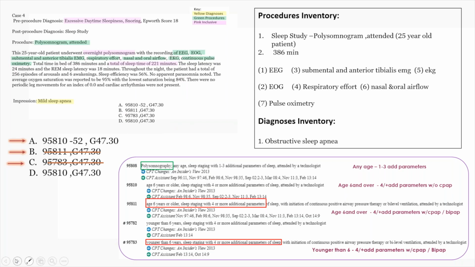That's why option B is incorrect. Let's go to the next one, 95810. Options A and D have the same CPT, 95810, so the CPT portion is correct. 95810 is coding for polysomnogram, age 6 and over, with 4 additional parameters without any CPAP or BiPAP machine. So this doesn't have a CPAP or BiPAP machine, and this perfectly matches our procedure inventory. The only difference is modifier 52.